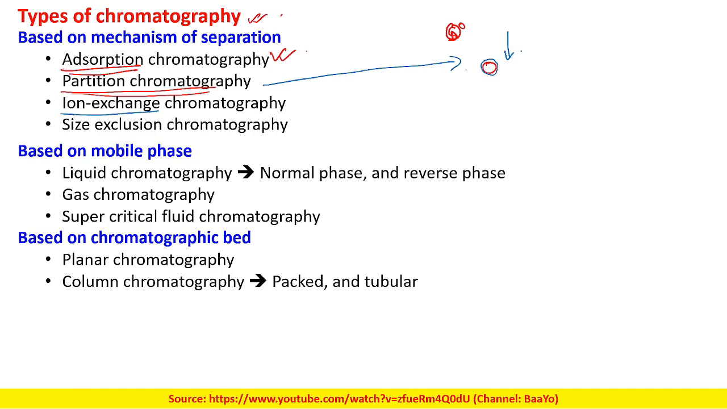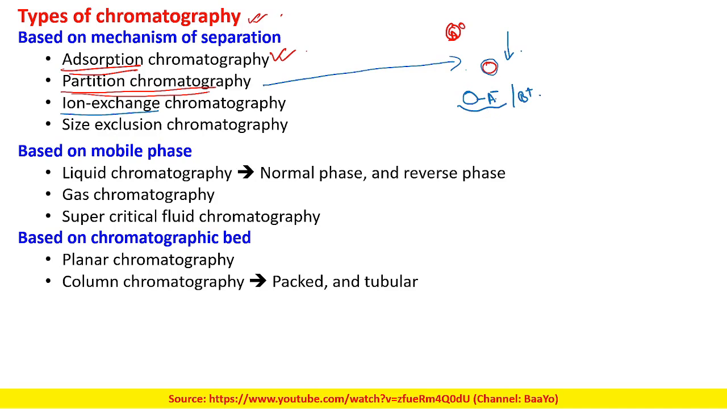Then we have ion exchange chromatography. In ion exchange chromatography, we have the stationary phase. However, on this stationary phase, what will we have? We will have some pendant ions. It may be anions, it may be cations. If it is anionic, then it will be used for segregating cations and vice versa.